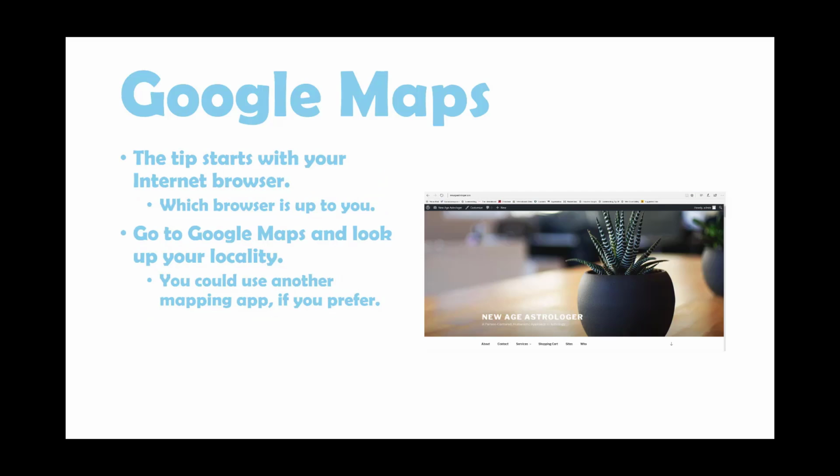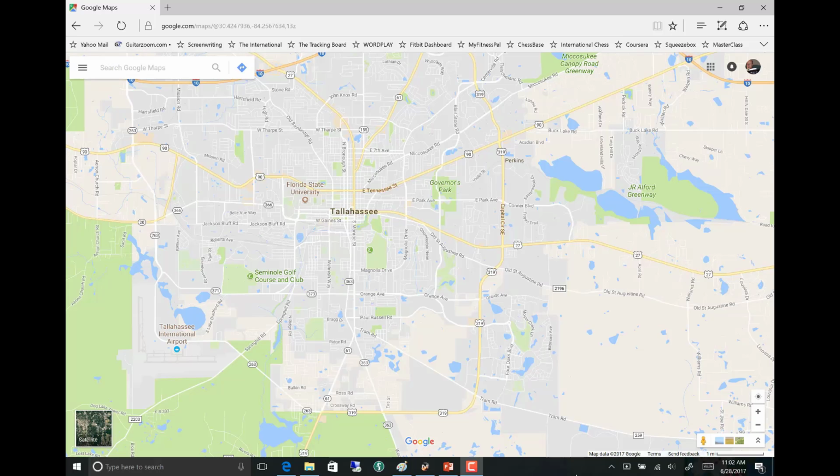We're going to start with the internet browser in Google Maps. Which browser you use, Microsoft Internet Explorer, Google Chrome, Firefox, etc., is entirely up to you. For this video, we're going to use Google Maps. You could also use Bing Maps or any other mapping app you prefer. This is my locality, Tallahassee, Florida. This is the default in Google Maps.